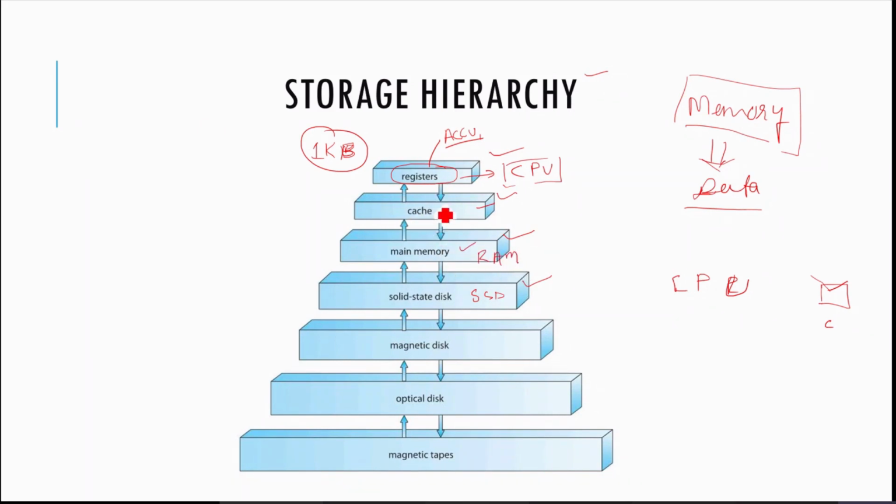Okay, so this is also used to speed up the processing in the system and improve performance. If the CPU has to access things again from the main memory, it will take time, because the access time of main memory is greater than that of cache memory.